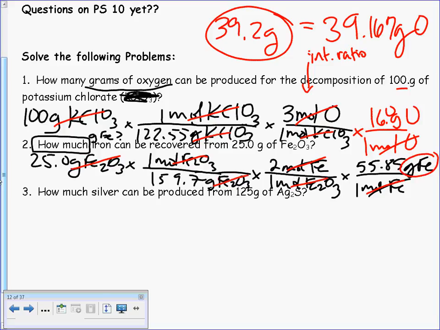So we just need to calculate now. So you guys calculate that.